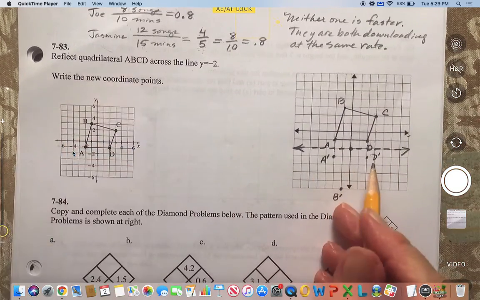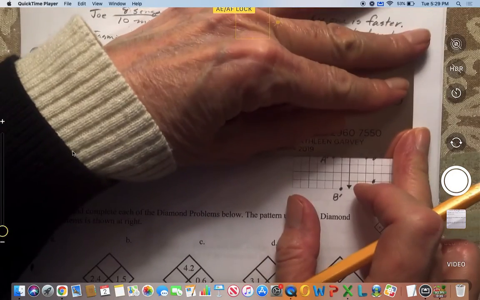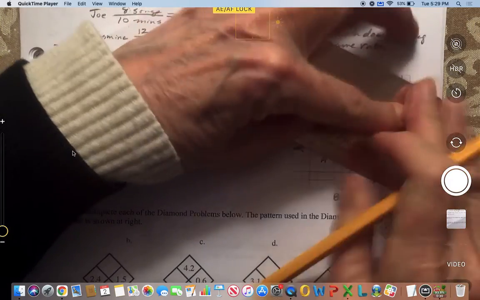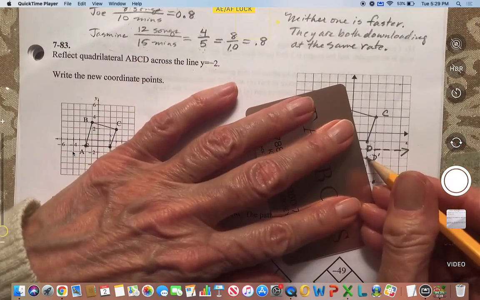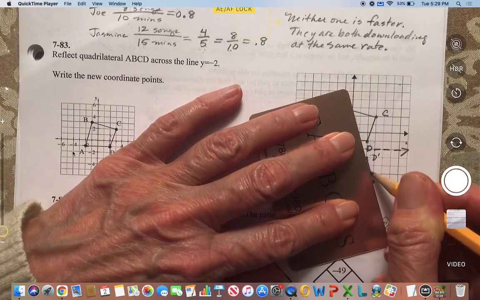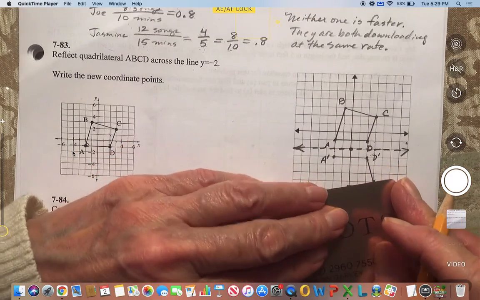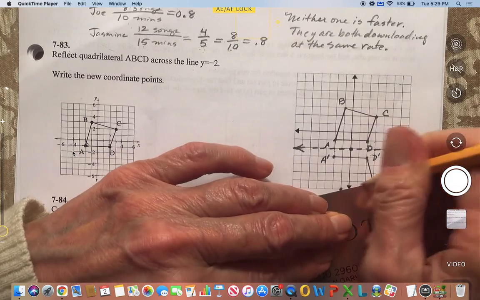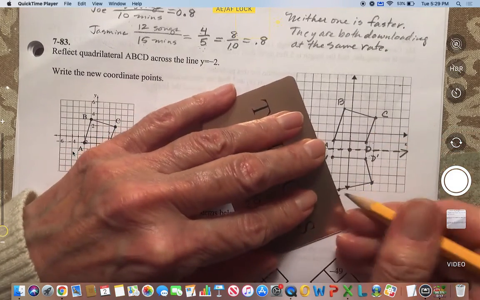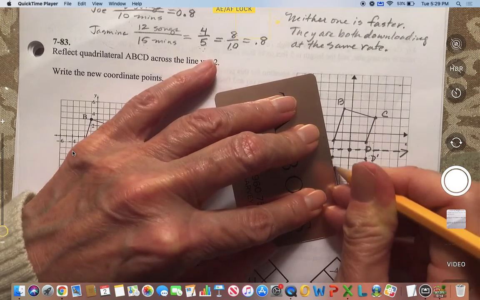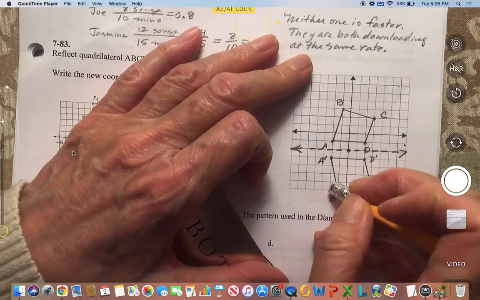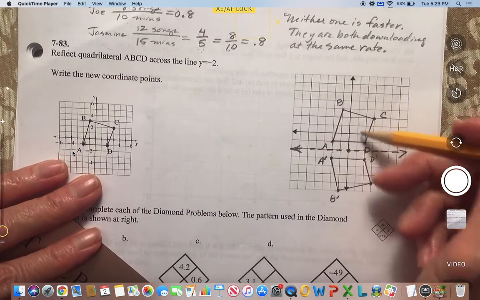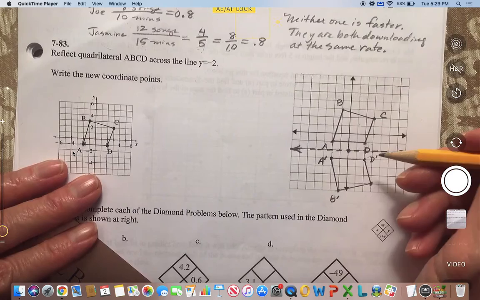Okay, so the new coordinates. So let's draw this just to make sure it looks right before we start recording the coordinates. Okay, that looks good. That looks like it truly is a mirror reflection of A, B, C, D.